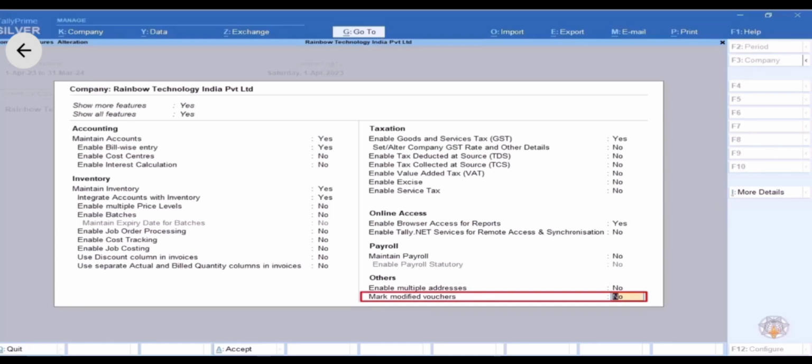Overall, many business features like accounting, inventory, taxation, online access, payroll feature are available in Tally Prime. According to the business requirements, any feature can be enabled or disabled.